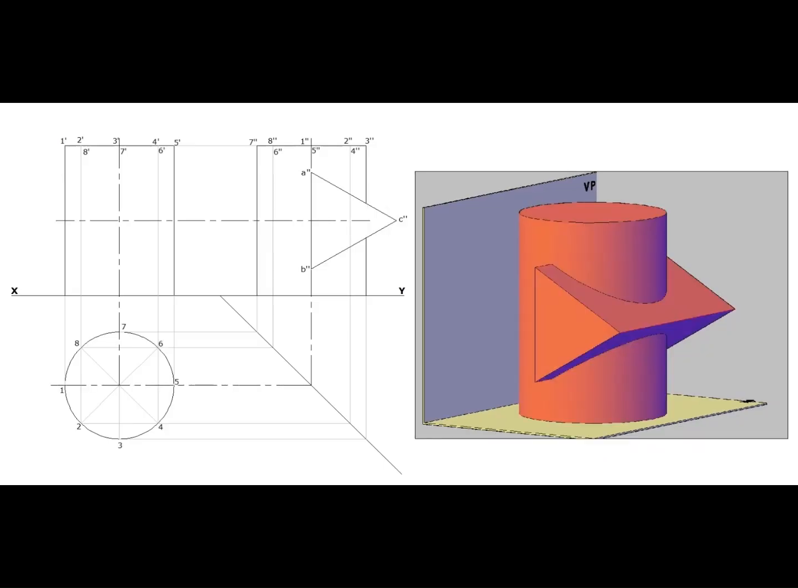Project these points horizontally to draw its elevation. Length of the prism is 70 mm, so mark half of it on both the sides of the axis of the vertical cylinder. Mark the corresponding edges of elevation as A dash, B dash and C dash. All the edges, whether visible or invisible, can be darkened at the end.